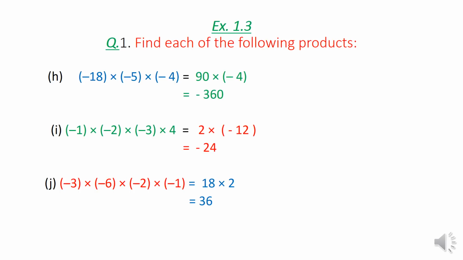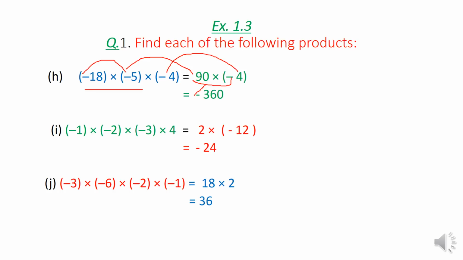So h is, again you will see there are 3 integers. So we will consider the first 2 integers. Minus multiplied by minus will become plus, and 18 multiplied by 5 gives you the product 90, and this minus 4 will be as it is. Again this is plus multiplied by minus, with the 4, so this will become minus. So 90 multiplied by 4 gives you the product 360.